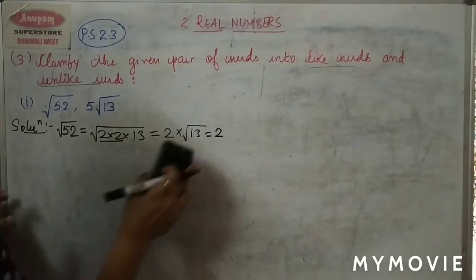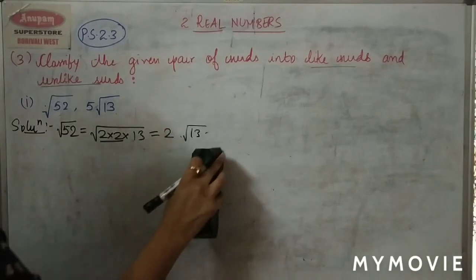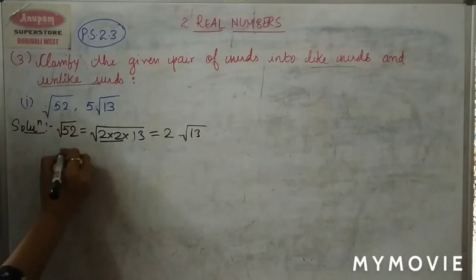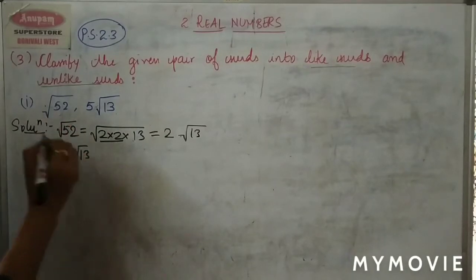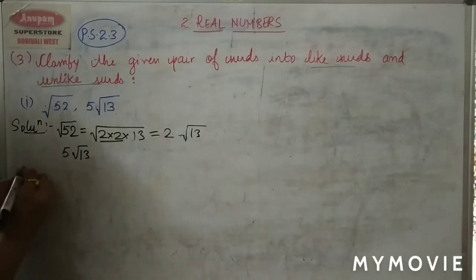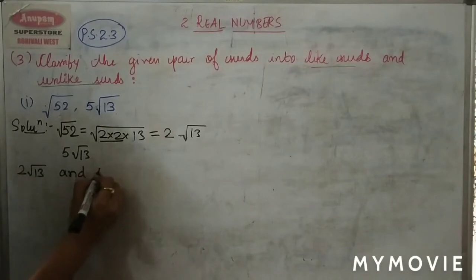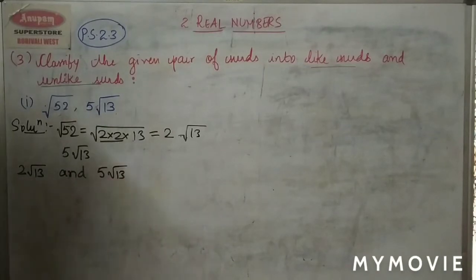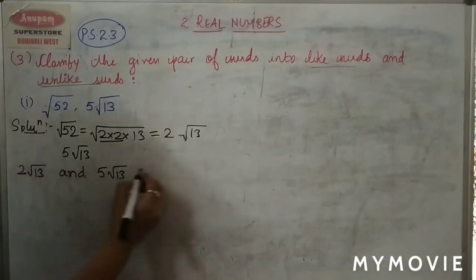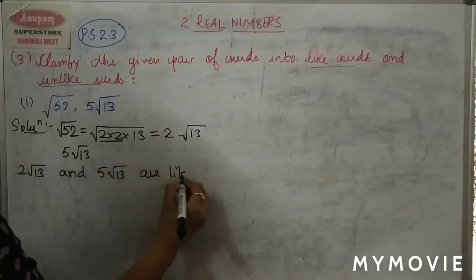So this becomes 2 root 13. And our next number is 5 root 13. So if I compare both of them now, this is 2 root 13 and 5 root 13. If you see, the numbers inside the root sign are similar, also the order is similar, and therefore we'll say that these are like surds.